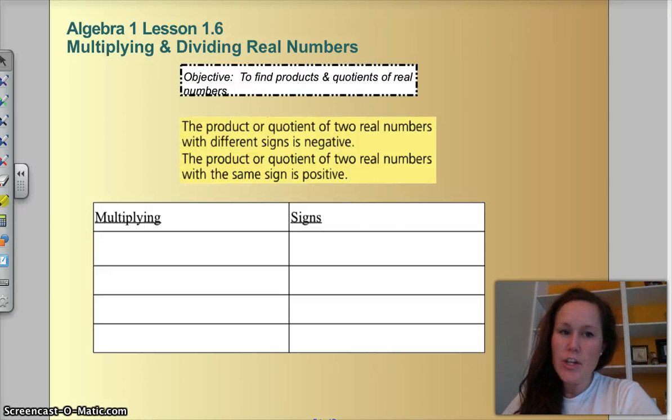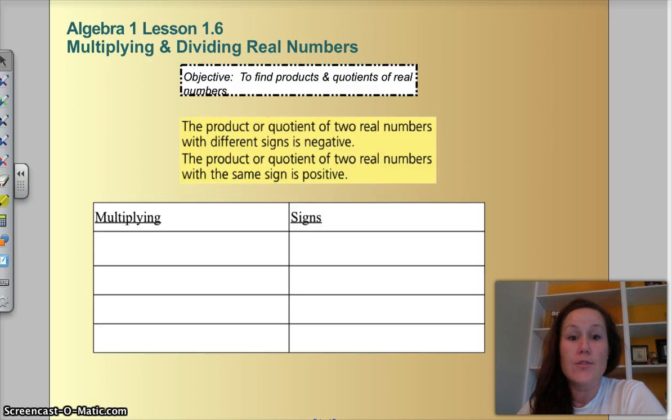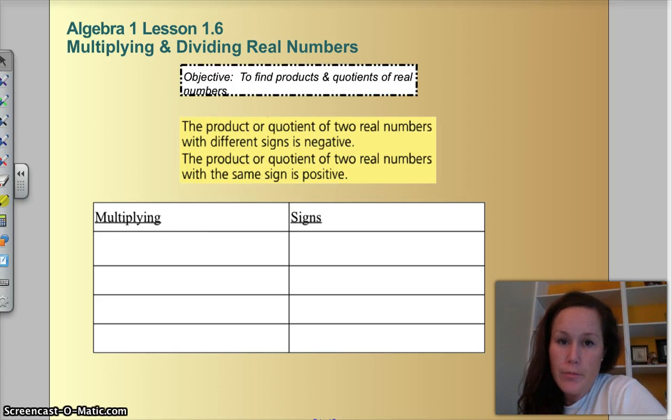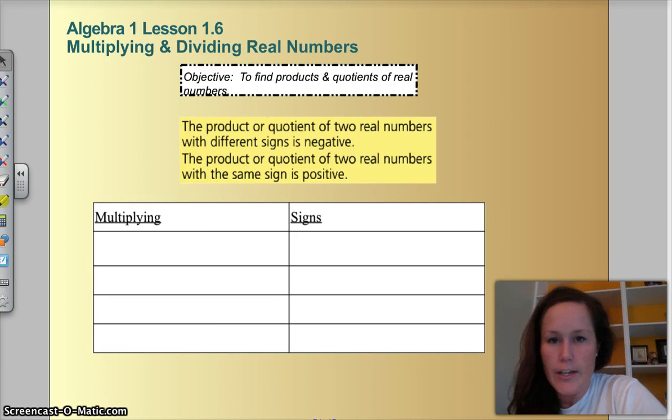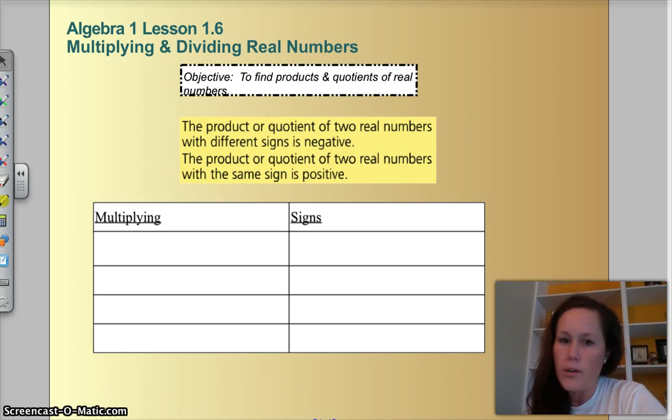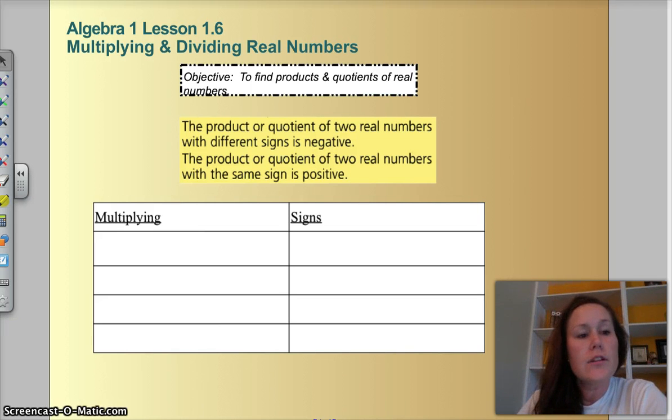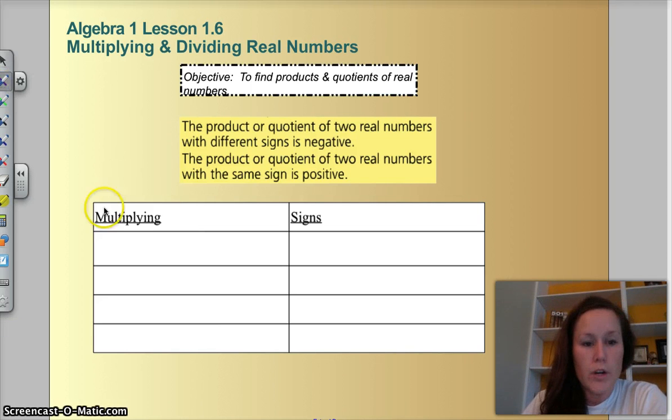Hey gang, coming at you, Algebra 1, Lesson 1.6, multiplying and dividing real numbers. Our objective today is to find products and quotients of real numbers, as simple as that. Again, all numbers are real numbers as far as we're concerned in 8th grade. There are some other types of numbers you'll encounter later on in life, but just so you know, all numbers are real numbers. All right, so let's look at our signs that we're going to look at today.